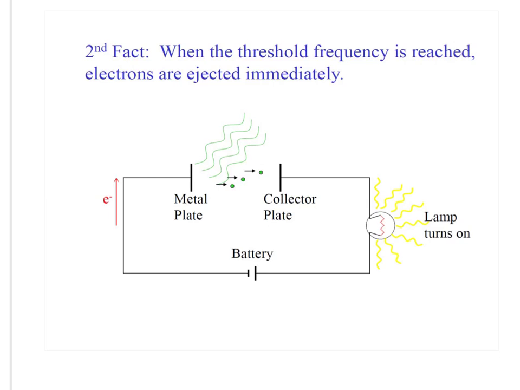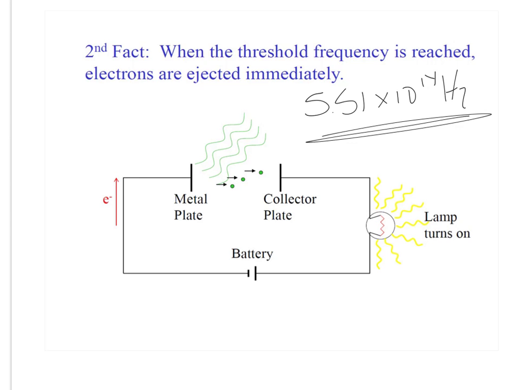Second fact, when the threshold frequency is reached, electrons are ejected immediately. Again, you would think this doesn't make sense, right? Suppose the threshold frequency is 5.51 times 10 to the 14th hertz. You could shine light with a frequency of 5.50 times 10 to the 14th hertz on the metal plate for days, but no electrons are going to be ejected. As soon as you change that frequency to the threshold frequency, electrons immediately eject. So one would assume that energy needs to be absorbed for some period of time, but it doesn't.